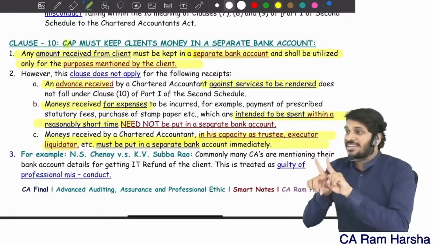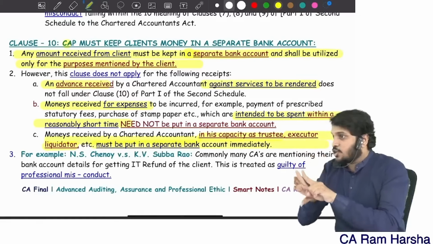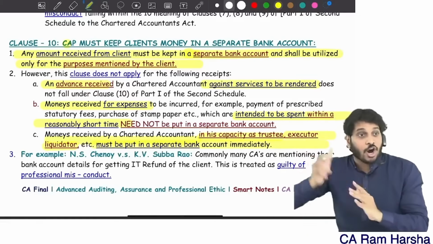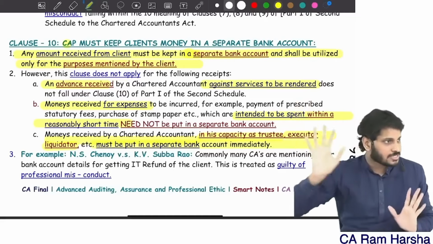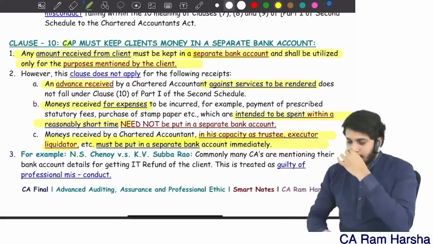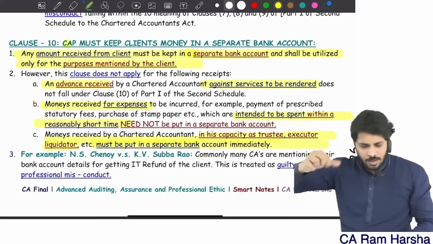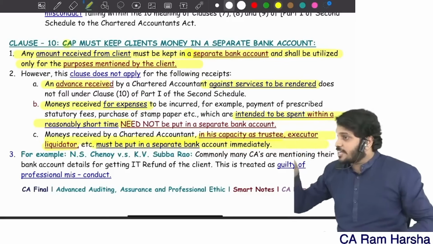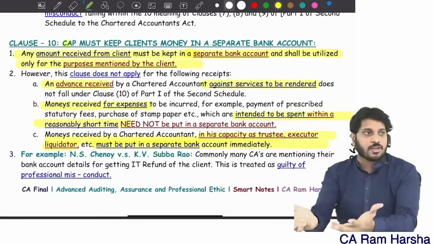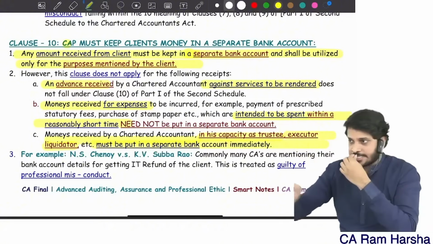You failed to exercise skill, care, diligence. You failed to exercise due diligence or were grossly negligent. Clause number 7. You failed to. Clause number 8. Sufficient appropriate evidence is not obtained and you reported on the financials without obtaining evidence. You are treated as guilty.